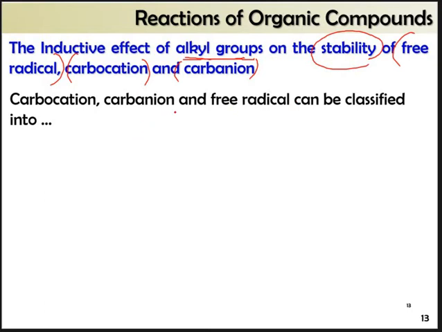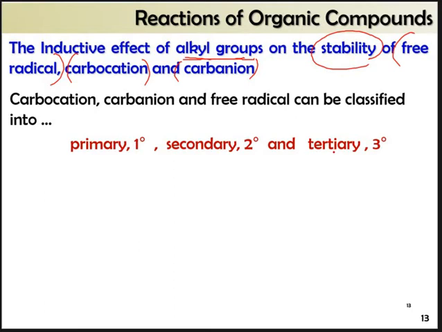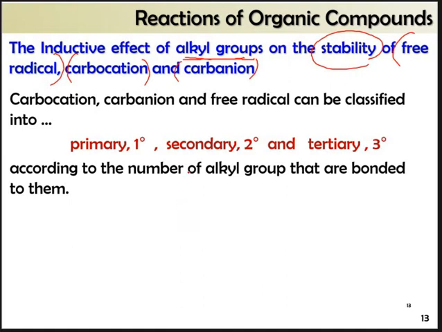Okay, the carbocation, carbanion, and free radical can be classified as primary, secondary, and tertiary. Before that, kita nak tahu, kelaskan dahulu the intermediate according to the number of alkyl groups that are bonded to them. Okay, for example, we have a carbocation with 3 hydrogen atoms. So ini dia tak ada kelas.